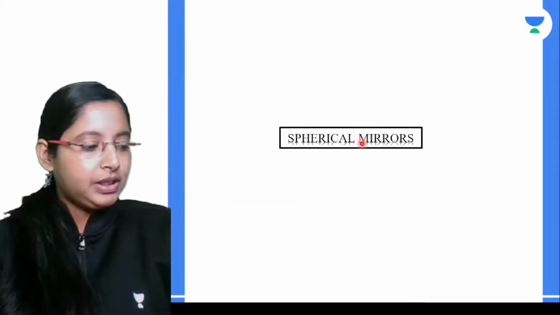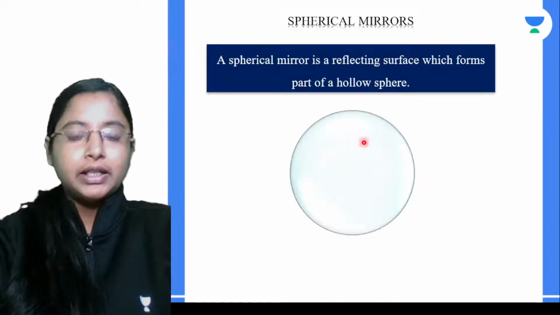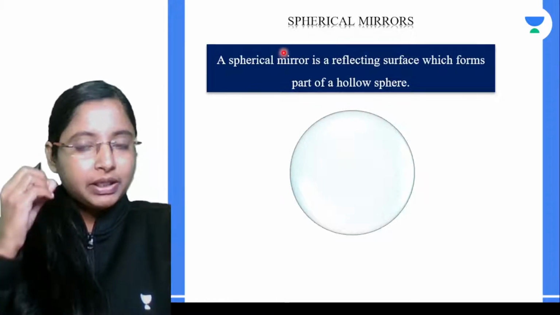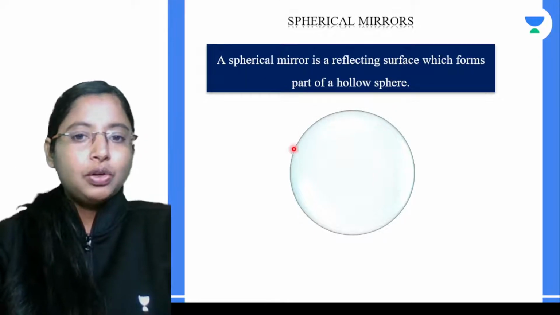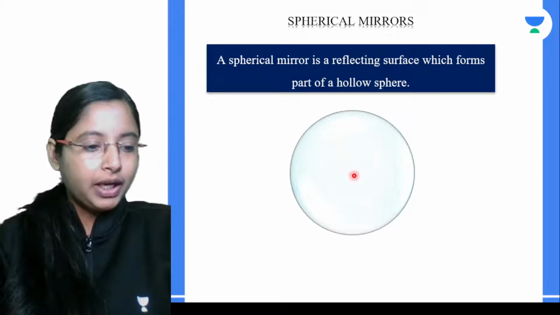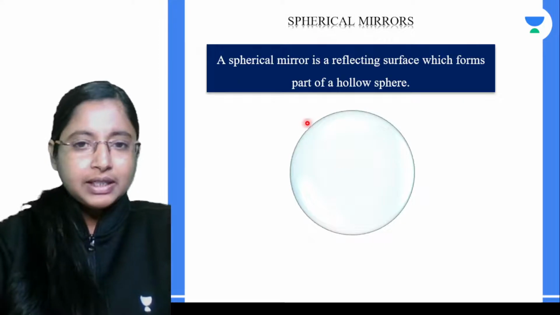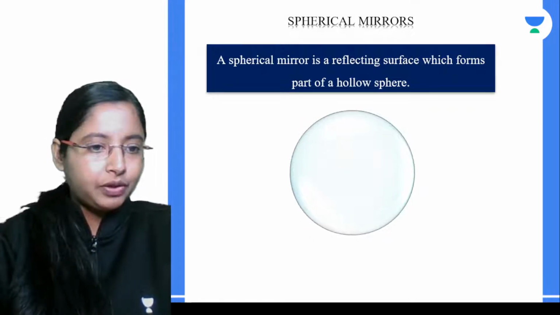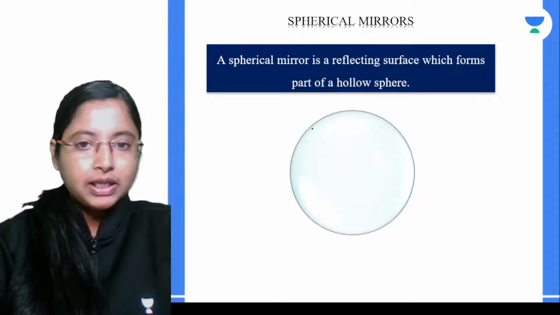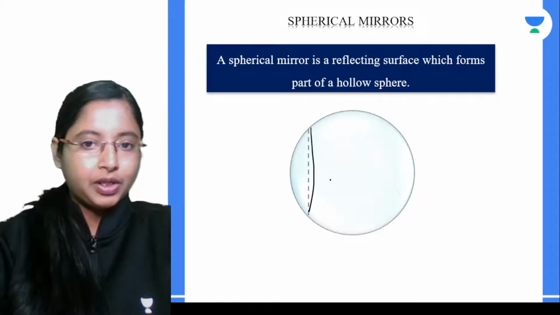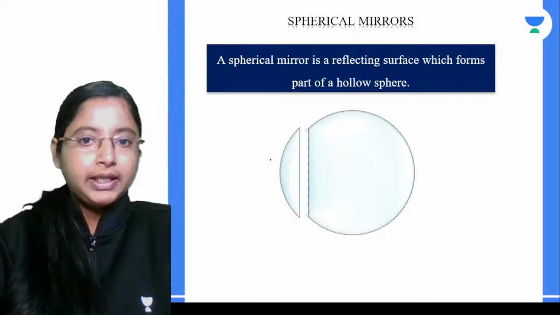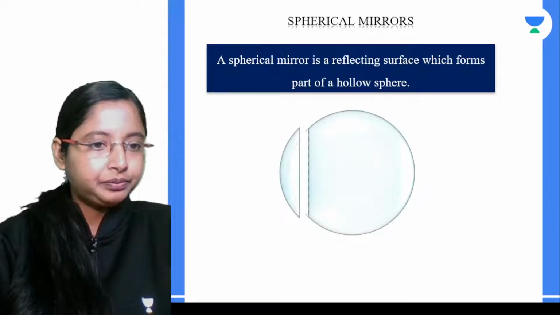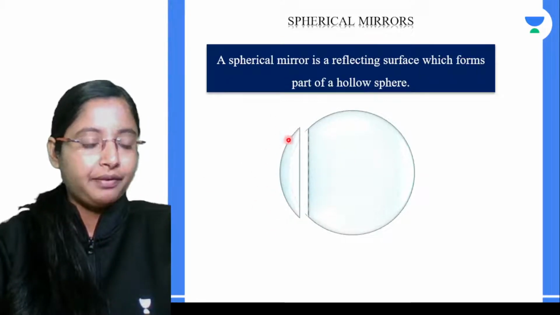So first we'll see what spherical mirrors are. A spherical mirror is just a reflecting surface which forms a part of a hollow sphere. So take a hollow glass sphere, and just cut a part of this hollow glass sphere. If you cut a part of this hollow glass sphere, what you get is basically a spherical mirror. So you get a spherical surface from here.